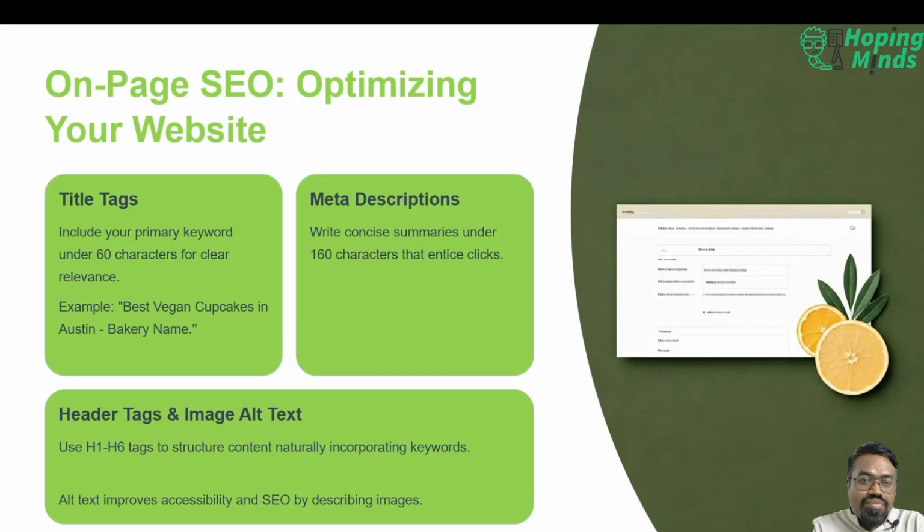Then there is something called meta description. We need to make sure that we put all the keywords in the title tags and even in our meta description, right? Meta descriptions are nothing but concise summaries under 160 characters that entice clicks. 160 characters is the ideal length for a meta description, and it entices the clicks. That means we put all the keywords which are very important for our website, and then we make sure that people searching those keywords get our website's details in the Google search engine results.